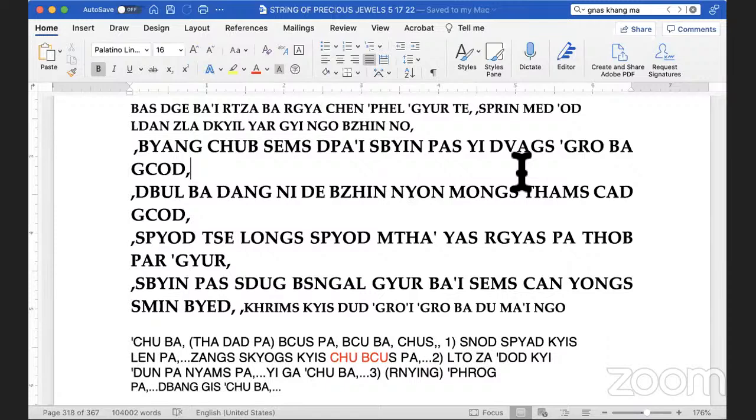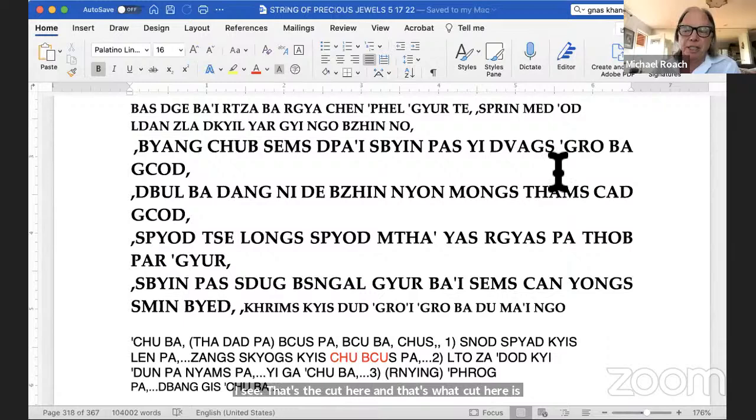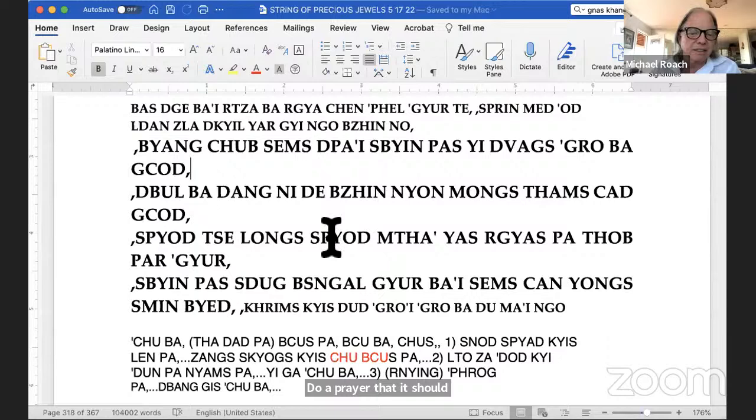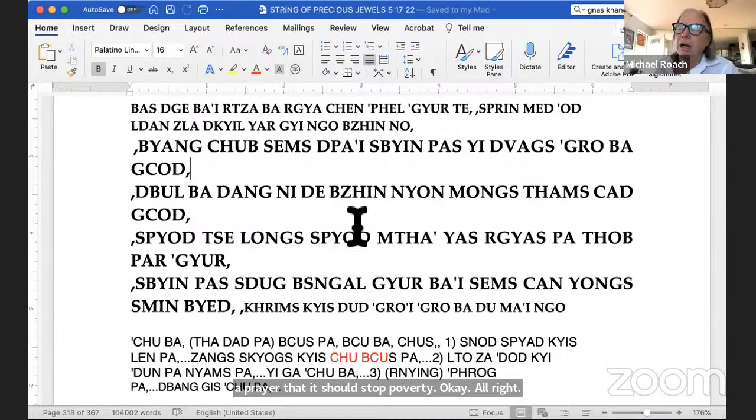That's the cut here. It's very beautiful. Okay, so anytime someone gives you a Tesla or something, do a prayer that it should stop poverty, okay? All right, second line. Ulwa means poverty, okay? May Ulwa and may Nyomong's cha.